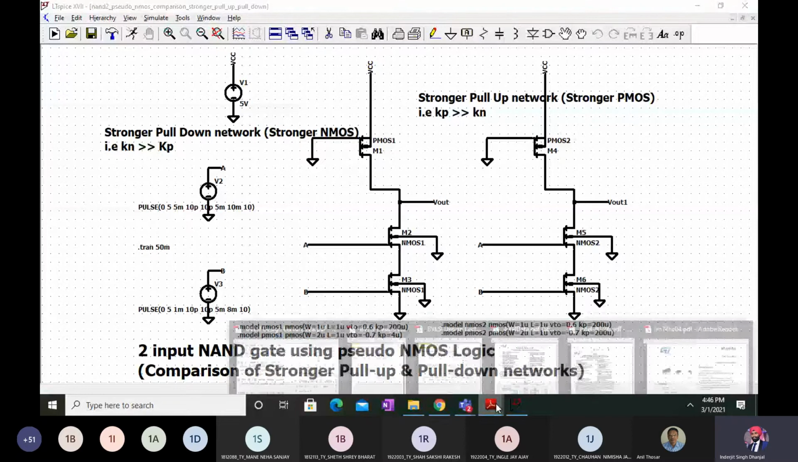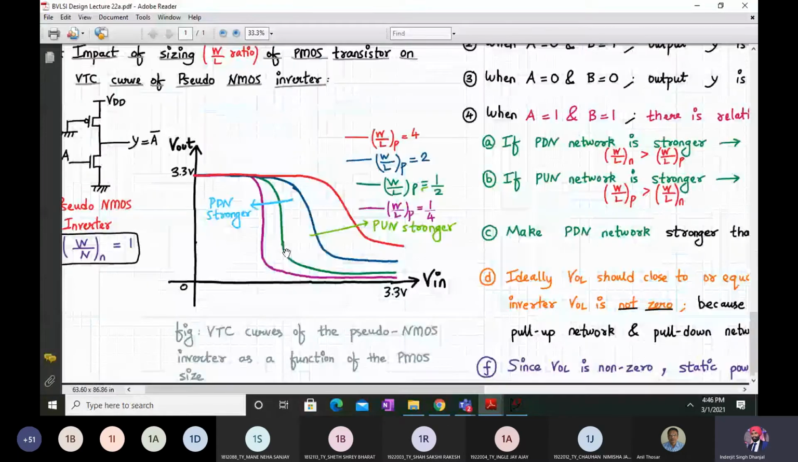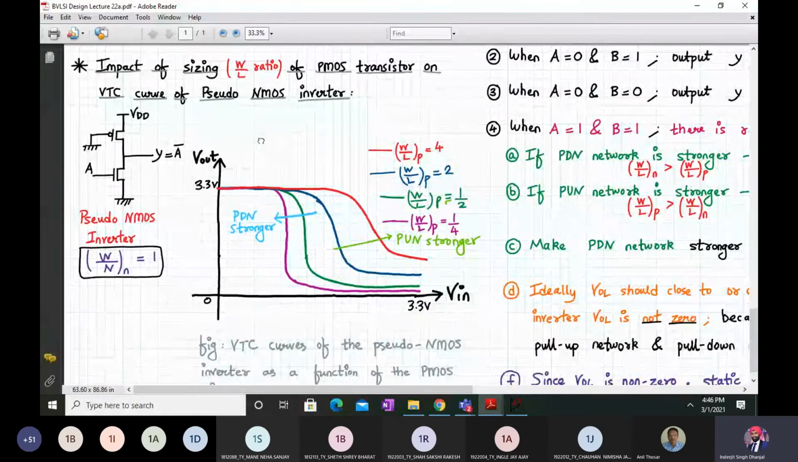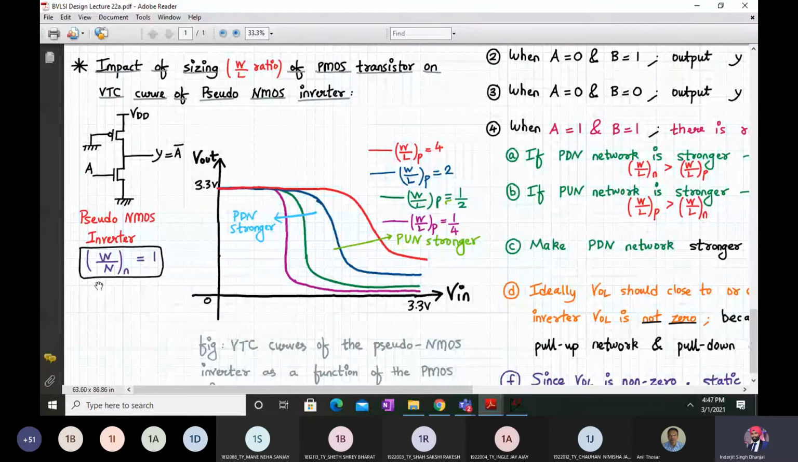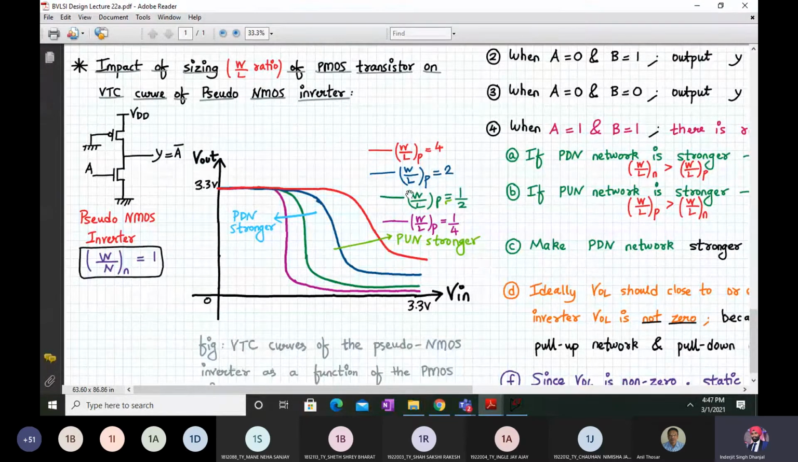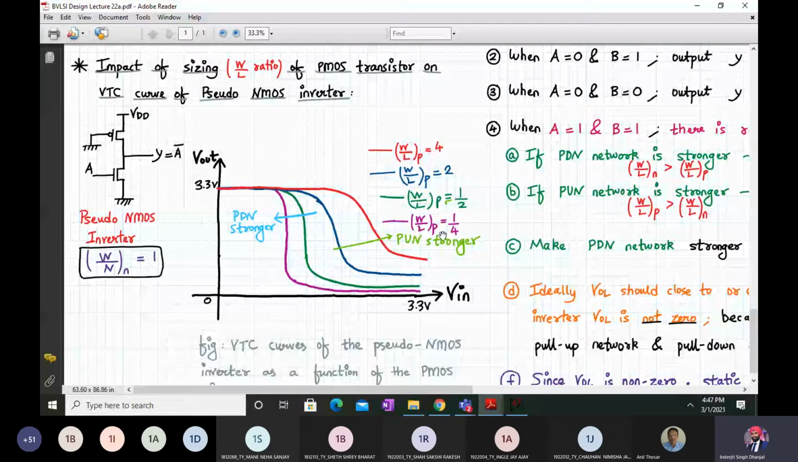Now let me go back to the PDF. Yeah, we will see this a little bit in detail now. So, impact of sizing W by L ratios on the PMOS transistor on the VTC curve of a pseudo NMOS inverter. When we make a pseudo NMOS inverter, this is W by L. Sorry, by mistake it is written N. The W by L ratio of the NMOS transistor is 1, and for the PMOS transistor we keep changing it. We are making it 4, 2, half, and quarter, and we are plotting the VTC curve.